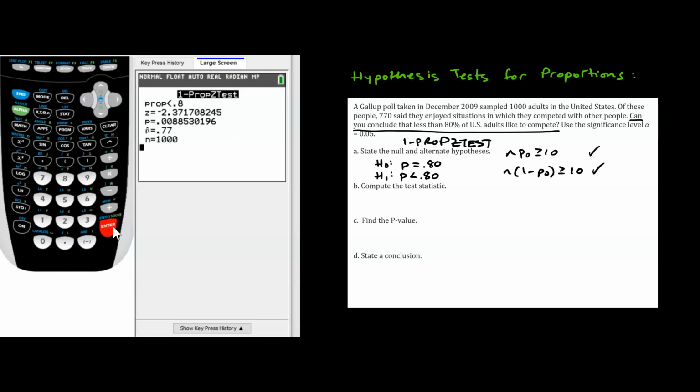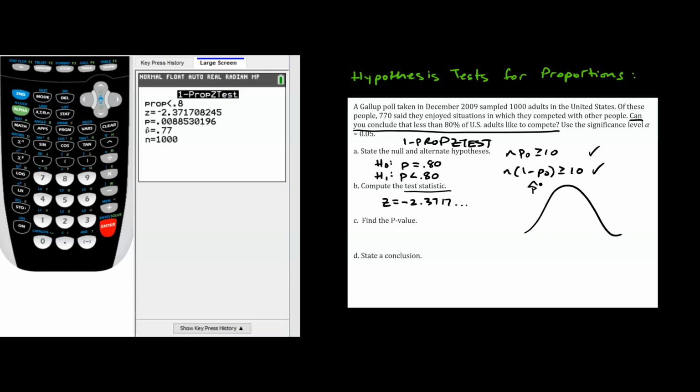And when I calculate, we get a few things here. So the first thing that we see is a z-value. Now that z-value is what we call our test statistic. So z equals negative 2.3717, etc. This is our test statistic. And a test statistic is essentially how many standard deviations our data from the sample is from our assumed mean. And try to remember, when we do hypothesis testing, we always assume the null to be true.